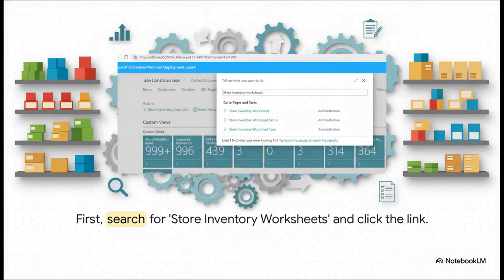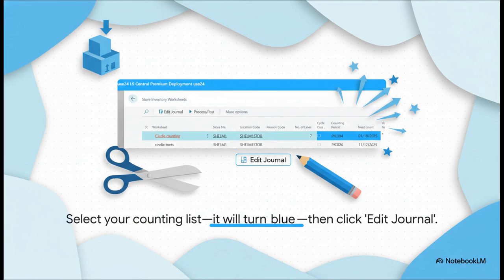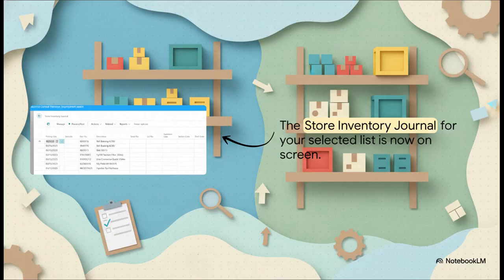First thing you'll do is hop into the search bar and type in Store Inventory Worksheets. Okay, now just find the counting list you need to work with, select it, and click Edit Journal. And that'll bring up the Inventory Journal. This is where you're going to put in your corrected counts.